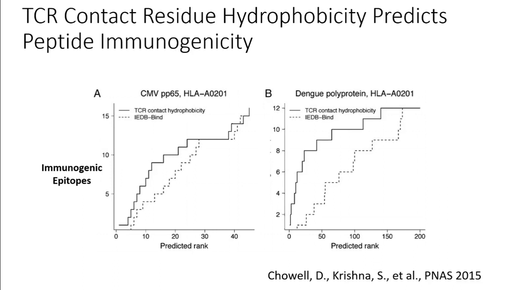The solid line is the TCR contact residue hydrophobicity algorithm that was developed by our group, and the dashed line is the algorithm that is hosted on the IEDB server. So as the line moves this way, this means predicting a higher rank for epitopes that are actually immunogenic. So this means that this machine learning algorithm, ANN Hydro, that was developed by our team does a better job at predicting immunogenicity of T-cell epitopes than the widely used IEDB algorithm, and this was published in PNAS.